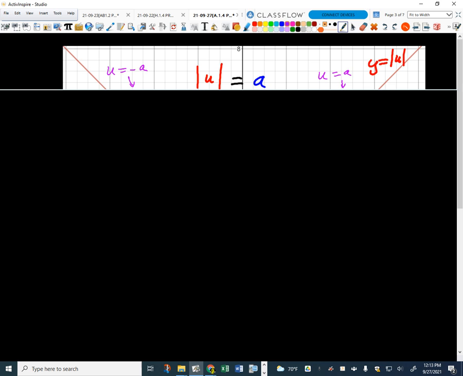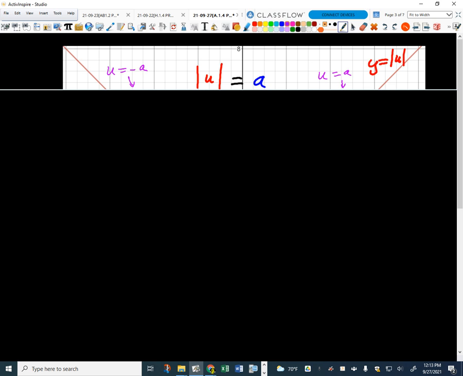If I want to solve this graphically, what am I going to do? Well, aren't I just going to use the trick I just did? I'm going to graph y equals the absolute value of u. That's one graph. And I'm going to graph y equals a. That's another graph. And look for the points of intersection, right? That always works, right?